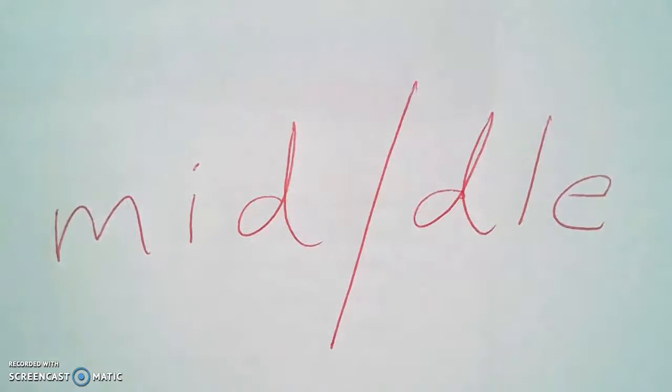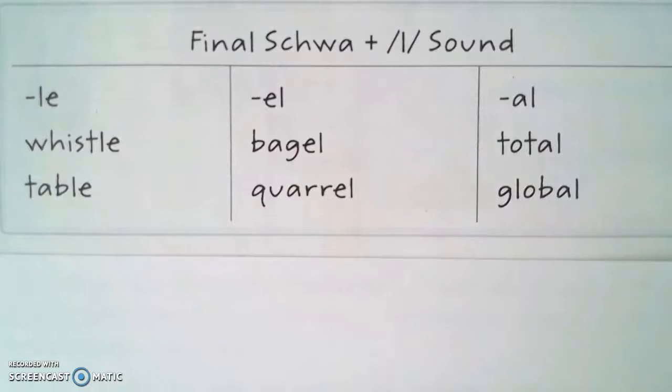Okay. Do you see the final schwa plus the L at the end of the word when we say middle? So I'd like to remind you that the final schwa plus the L sound can be spelled three different ways. And if you take a look at this chart, you can see the three different spellings.